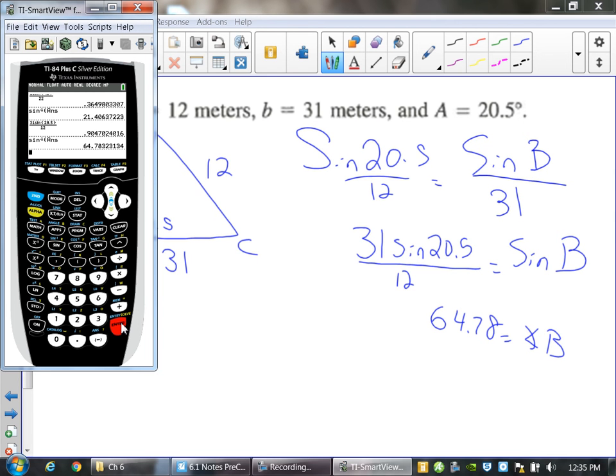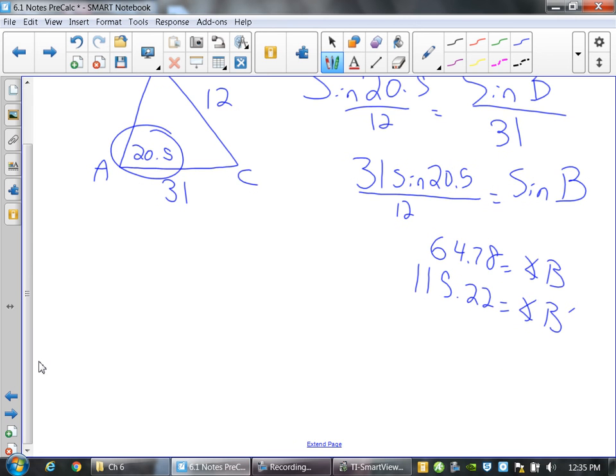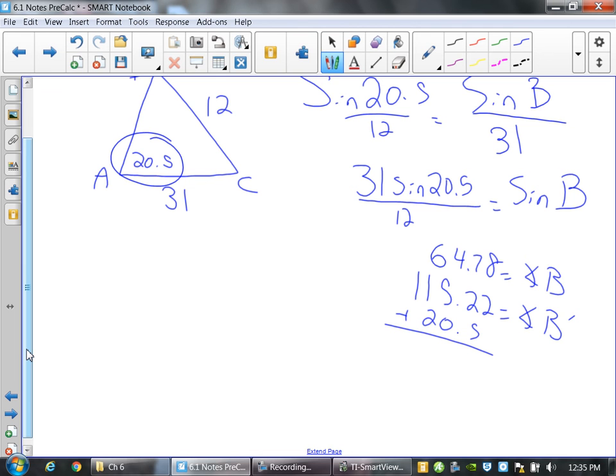The supplement of 64.78 is 115.22. I'm going to call that angle B prime, just in case it does create a second triangle. All I do is check: if I take that 20.5 and add it to this one, is there enough degrees left over for a different angle C? Yes, that's why I can get two triangles. Does that make more sense now? Yes. That's why I'm checking.